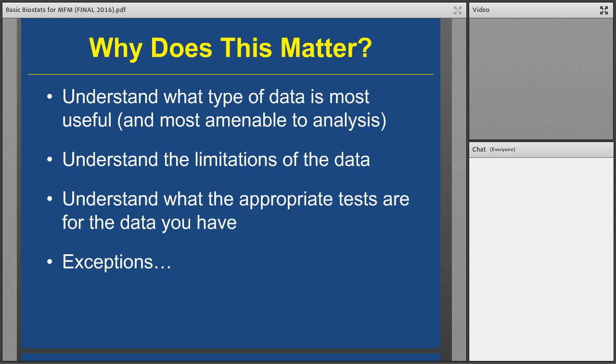And there are always exceptions. And it's important to know the exceptions and how to apply the exceptions. But when you're applying the exceptions, you have to know why you're doing that. And you have to have a good reason for doing that.